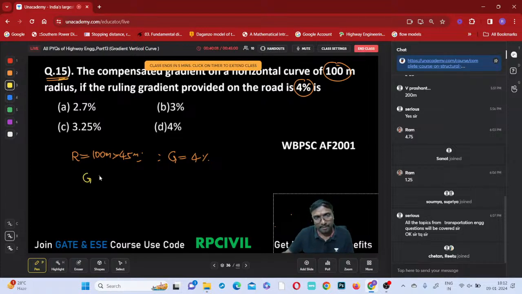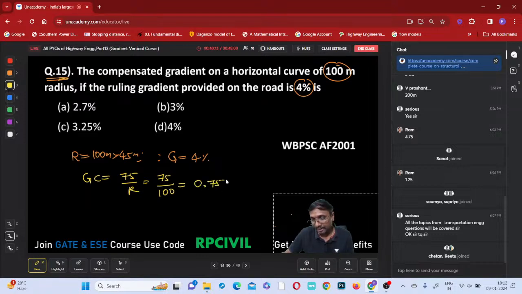Now what is the grade compensation? Tell me. 75 by R. So 75 divided by R, where radius is 100 meters. What it comes to be? 0.75. I will explain that, don't worry. Now what is the compensated gradient? Original gradient minus this grade compensation. 4 minus 0.75 is 3.25. And many people will be thinking that this is correct and selecting this.